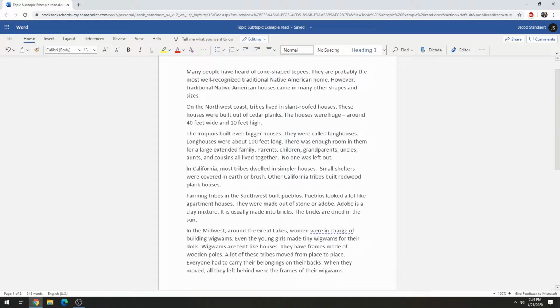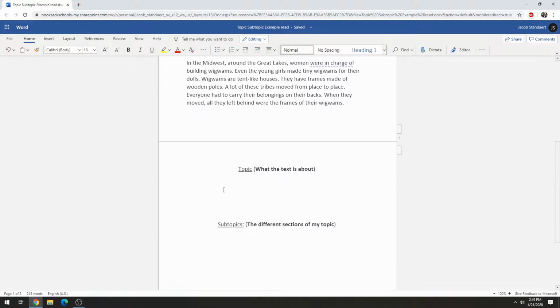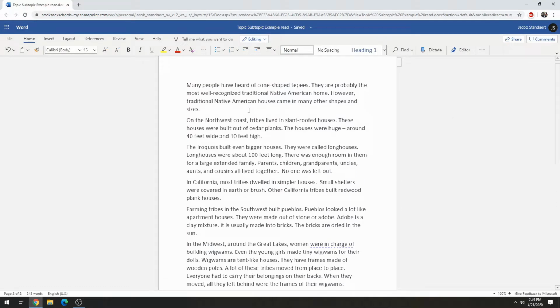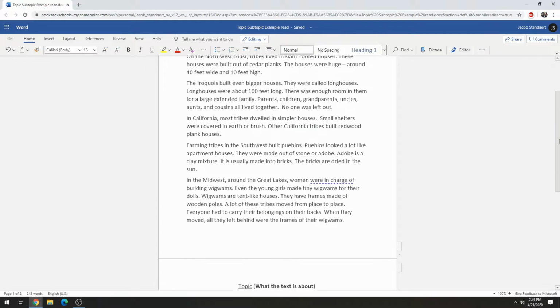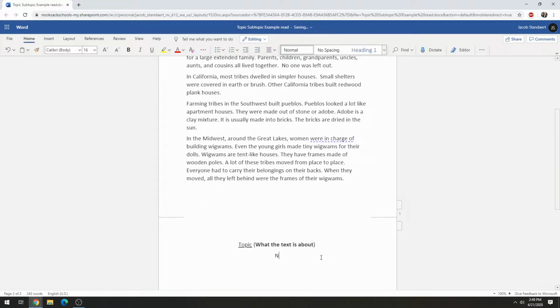Okay, so there's a lot of information here. But what I'm doing today is just finding the topic of my paper. So the topic is what the text is about. I'm thinking about what the text is about, and I know that this text is all about Native American houses. I'm going to highlight that. The text is all about Native American houses. That's what each one of these little paragraphs is about. So that's what my topic would be. Native American houses.